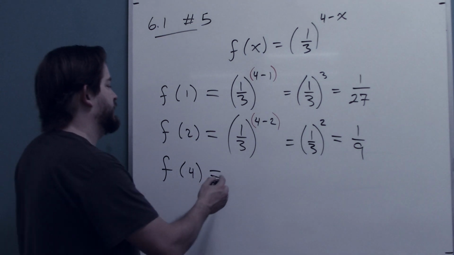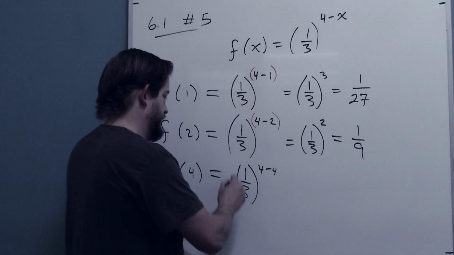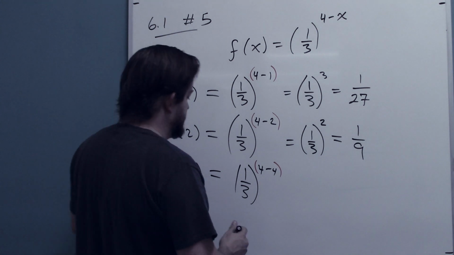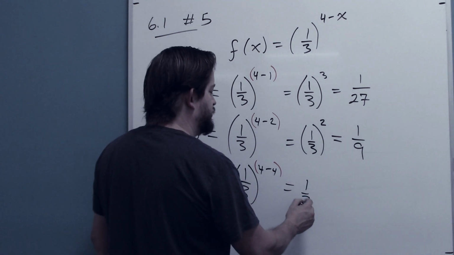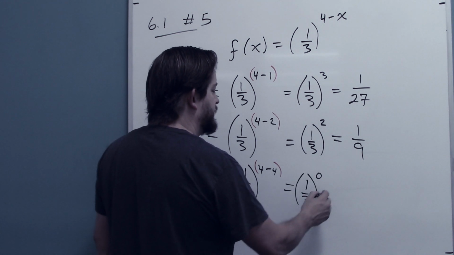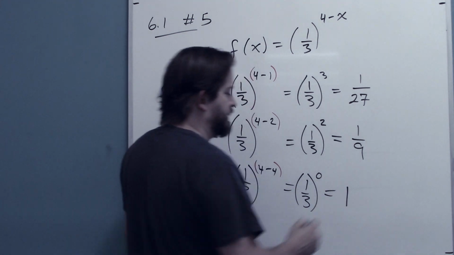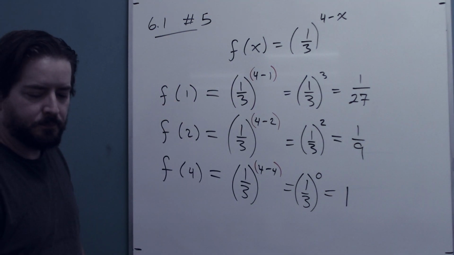f of 4, kind of same story. 1 over 3 raised to the 4 minus 4. 4 minus 4 is again in its own little imaginary parentheses. And so I end up with 1/3 to the, but 4 minus 4 is 0. Anything that's not 0, that gets raised to the 0, is 1. So there we have that one.